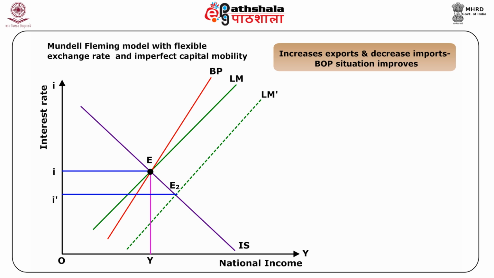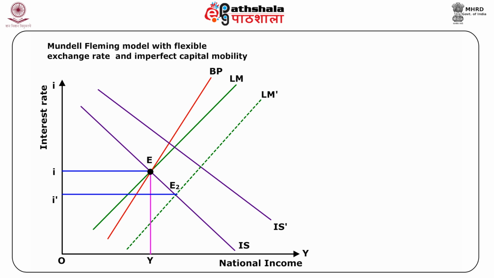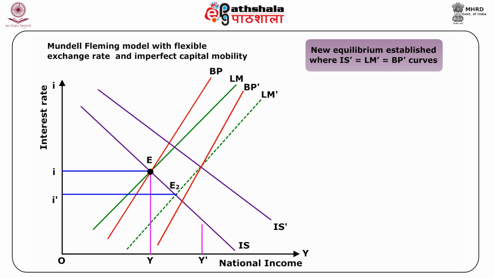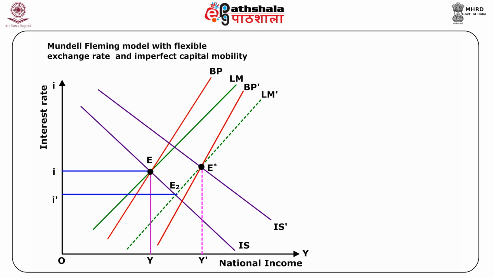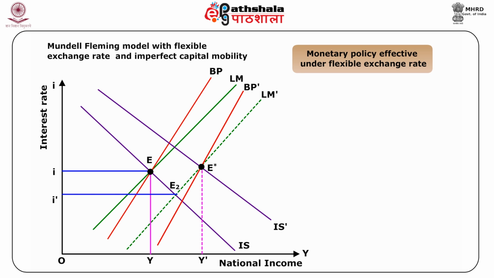This results in the IS curve shifting to the right to IS dash. The BOP situation also improves, which results in the shift of the BP curve to BP dash. The new equilibrium is established at E star, where the curves IS dash, LM dash and BP dash intersect, and both external balance and internal balance are attained at a higher income level OY dash than OY. Thus, monetary policy is effective under the flexible exchange rate.